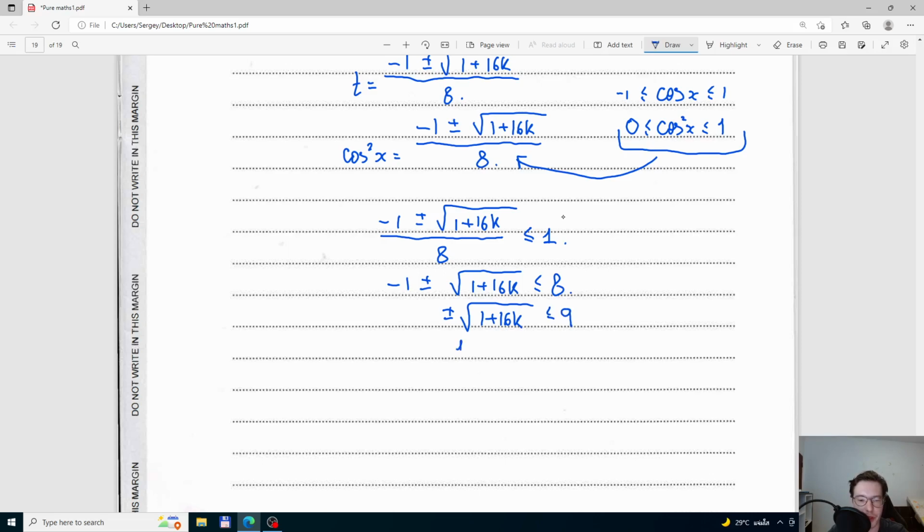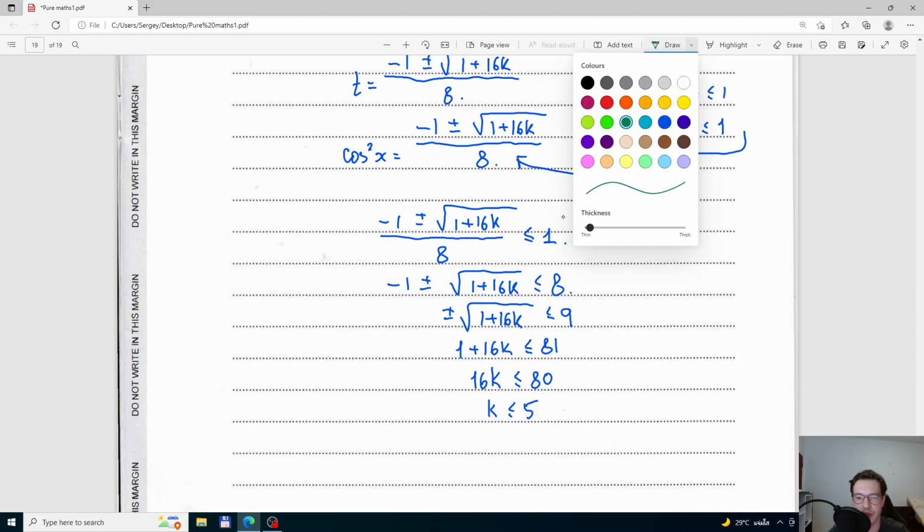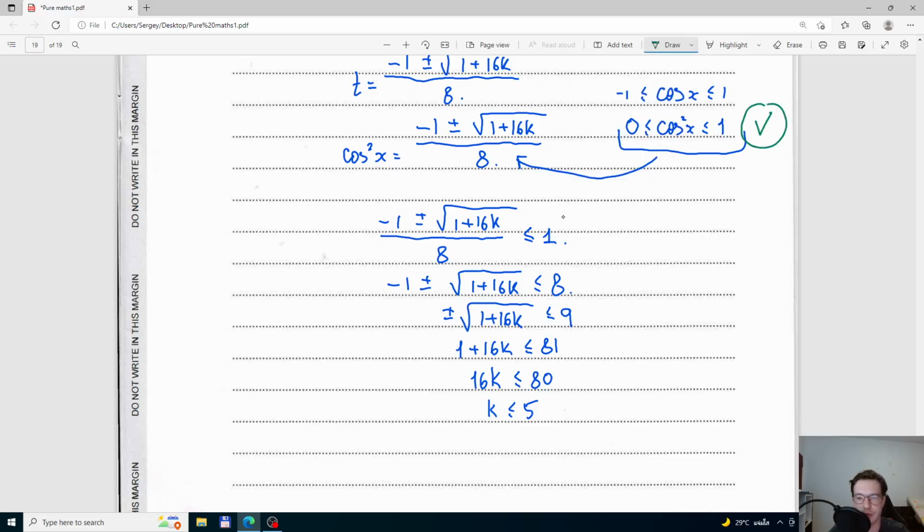Okay, square both sides and we get 1 plus 16k less or equal than 81. So it means 16k is less or equal than 80. And finally, k is less or equal than 5. Now remember, this is when we do have solutions for this equation. So if k is less or equal than 5, then we do have solutions.